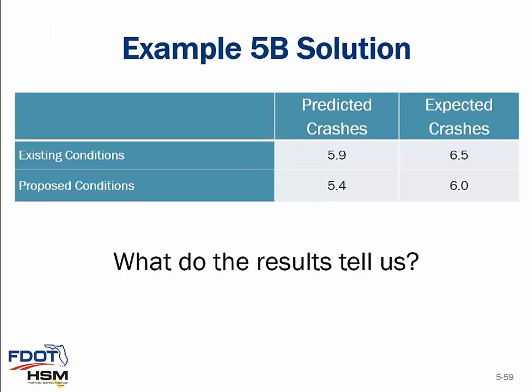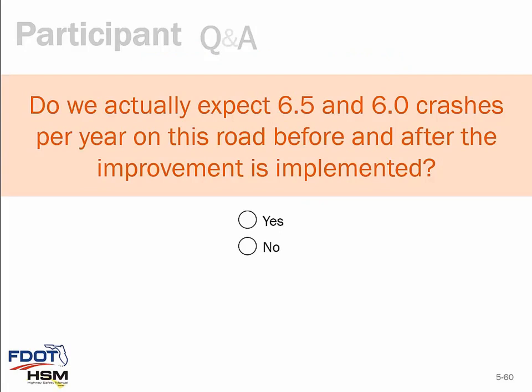So now, having completed this analysis, what do these values tell us? We can see that overall the improvement results in some reduction in crashes, both for the predicted and the expected. However, because we have higher observed crashes than we had predicted crashes, the expected value is higher as well. And that is the adjustment. So the values you should be using in discussing crashes for this particular site are 6.5 crashes per year for the existing conditions and 6.0 crashes per year for the proposed conditions. So the poll question is, do we actually expect 6.5 and 6.0 crashes per year for this road before and after the improvement is implemented?